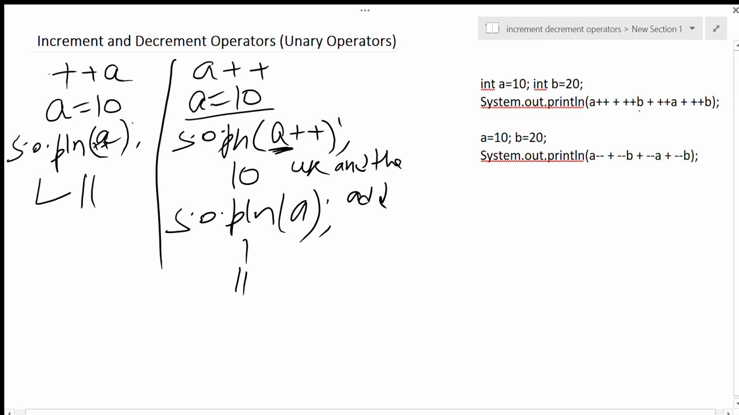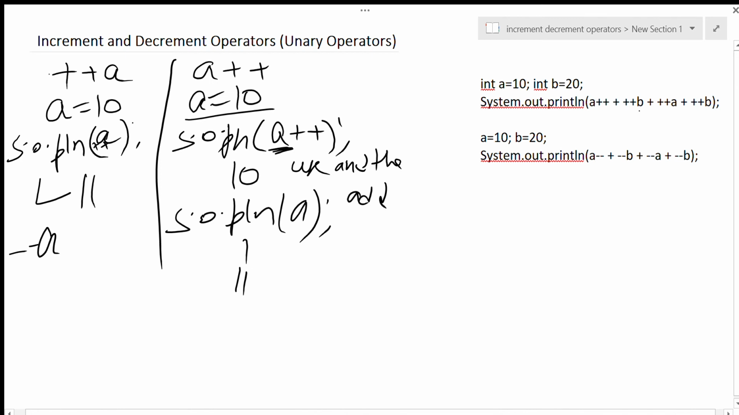So that's the subtle difference between the two. You have to be very careful when you use them. It's the same with a minus minus or minus minus a.